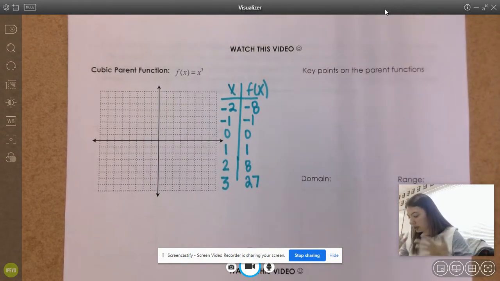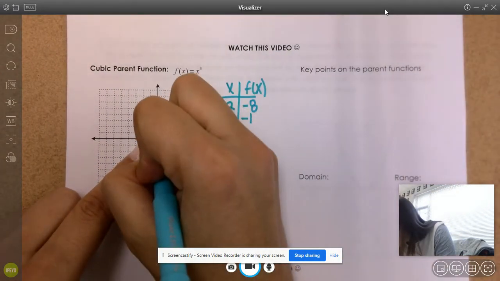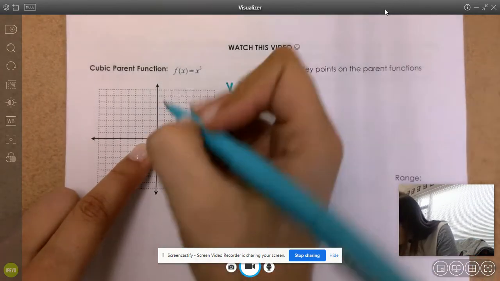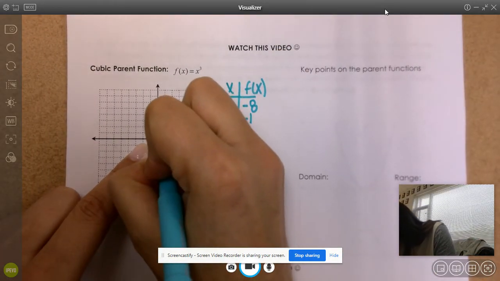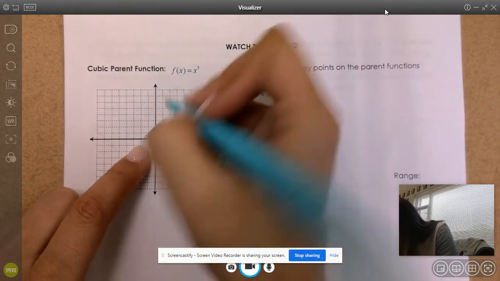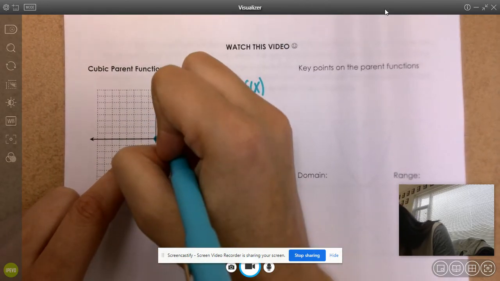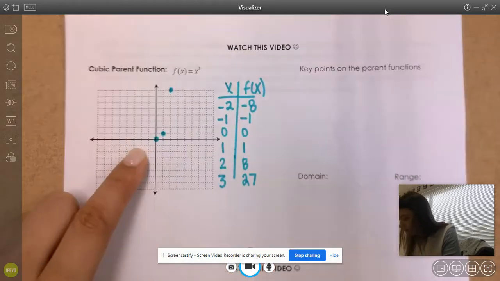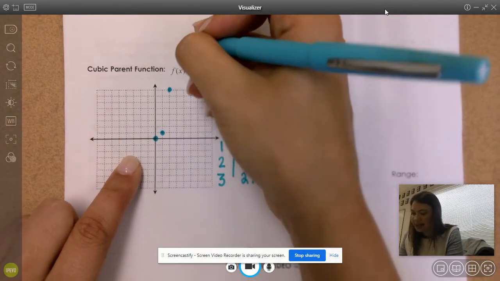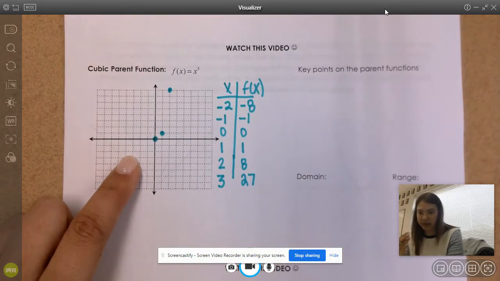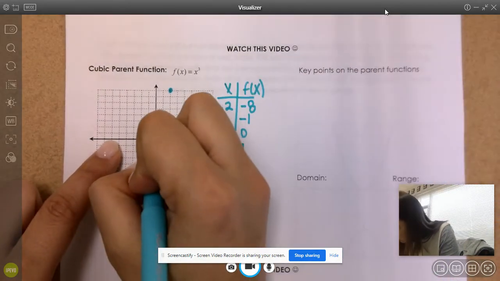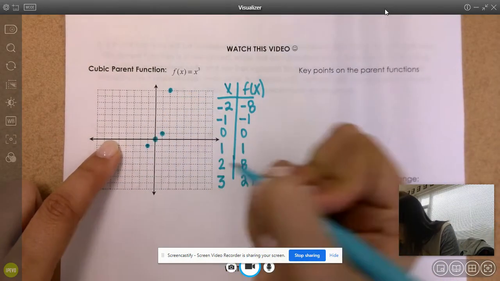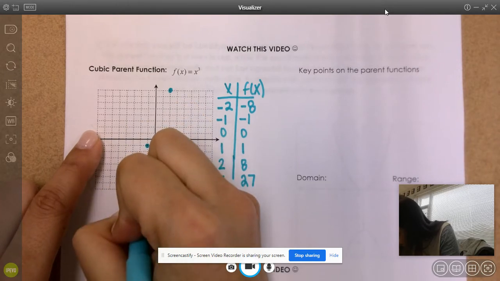So let's plot these points. Let's see what this graph looks like. Here we have (0, 0). We have (1, 1). We have (2, 8). Okay, 1, 2, 3, 4, 5, 6, 7, 8, and if you look, it's right there. (3, 27) is somewhere all the way up there, so we're not even going to worry about plotting that. And then we can go backwards: (-1, -1), (-2, -8).